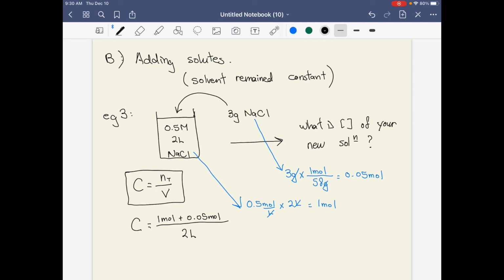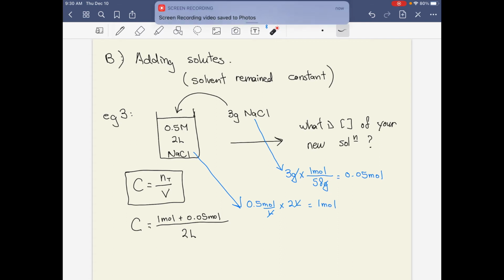Okay? Remember what I said. You're going to keep the volume consistent. You're going to pretend, of course, that you didn't change the volume. And theoretically, you really didn't change the volume. All right.